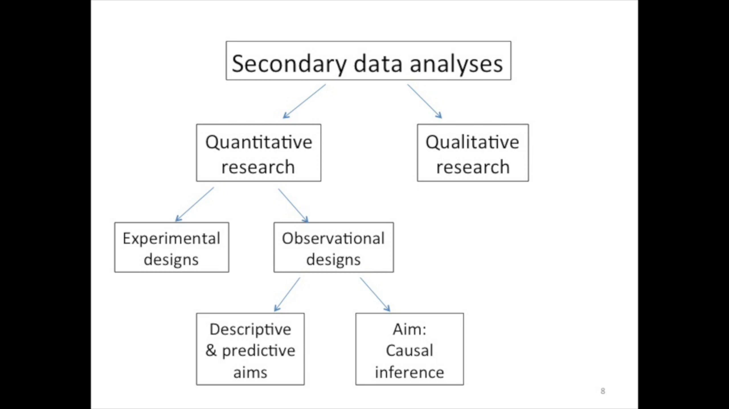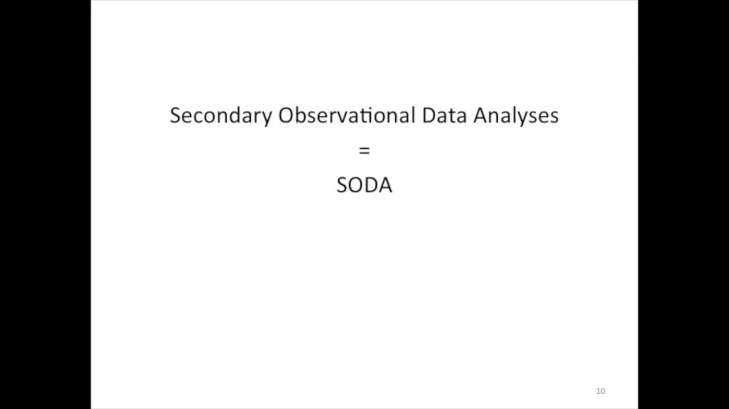Studies with an observational design may further be distinguished into studies with descriptive and predictive aims, and studies aiming to examine a cause and effect. The present presentation will only consider observational studies with the aim to study cause and effect, or in other words, draw causal inference. So I will now present a few advantages and disadvantages with using secondary observational data. From now on, this term will be abbreviated to SODA on the slides.